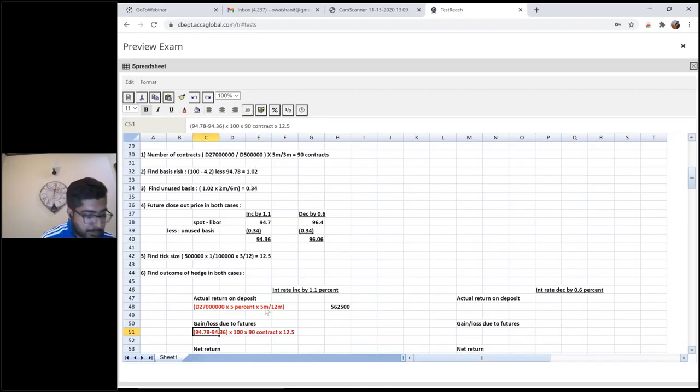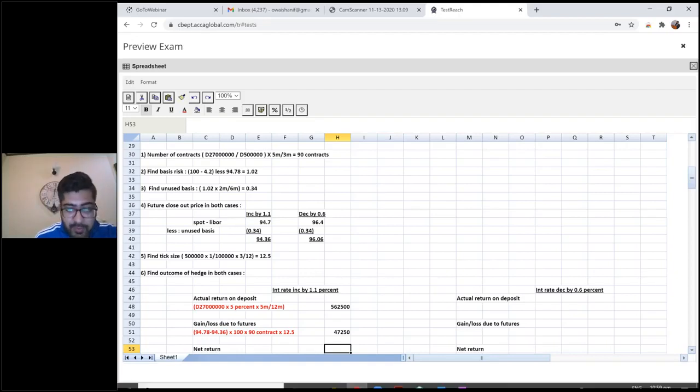So the answer will be 47250. But a very important question: it's a gain or a loss. It will be added or deducted.